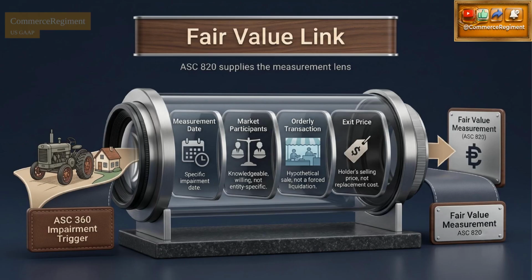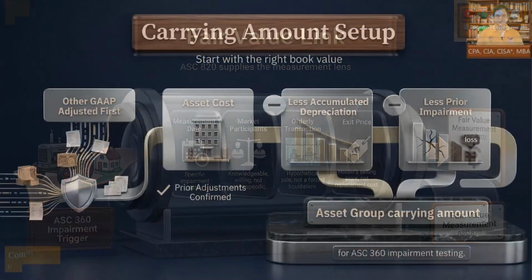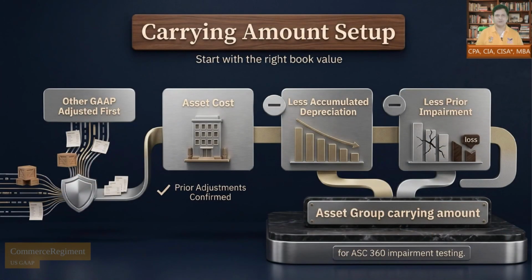This is why valuation support matters. A fair value number without support is not fair value. It is just a number wearing formal clothes. Before calculating the impairment loss, make sure the carrying amount is correct. Start with the gross historical cost of each long lived asset in the group. Subtract accumulated depreciation through the measurement date. Subtract any prior impairment already recognized.